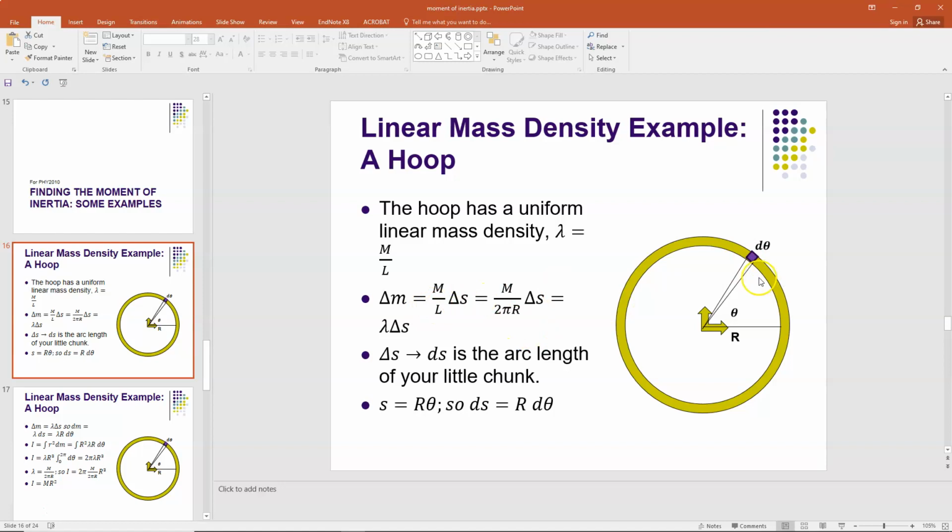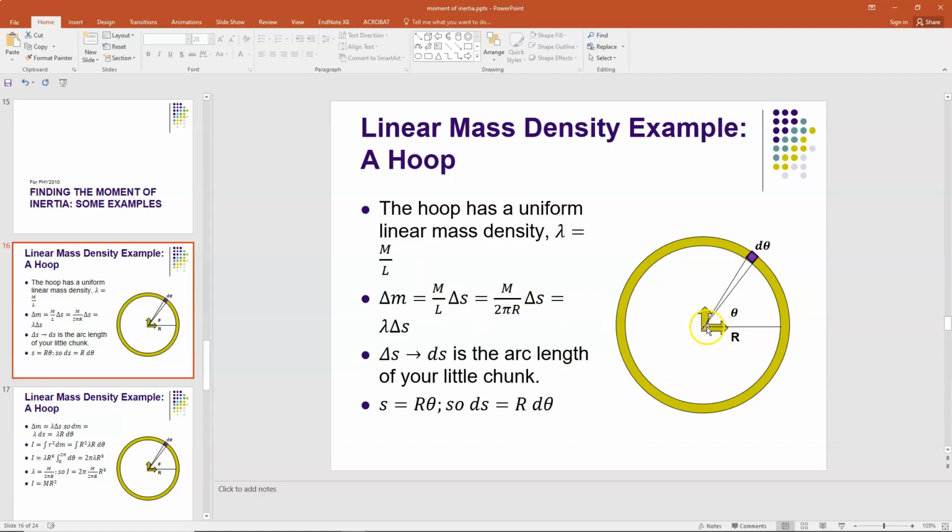Now, in this case, our hoop is a big circle, like that. So the chunk would be the arc length of the little chunk of the circle. So it would be some amount delta s, right? And now, of course, the total length of my hoop is just going to be the circumference of my hoop. So L here, the length, would be 2 pi times the radius of the hoop.